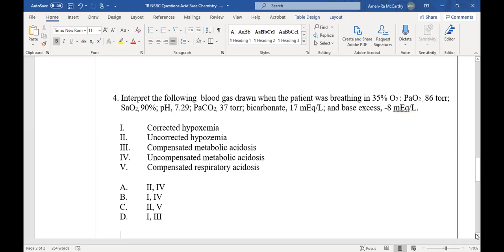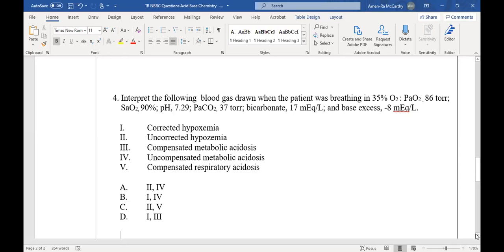Now let's look at the rest of it. A pH of 7.29, what is that? Acidosis. So we're in acidosis. Now let's see who's causing the acidosis. CO2 is 37. What is that? Normal. Bicarb is 17. What is that? Acid. So who's causing the problem? Bicarb. So that's metabolic acidosis.